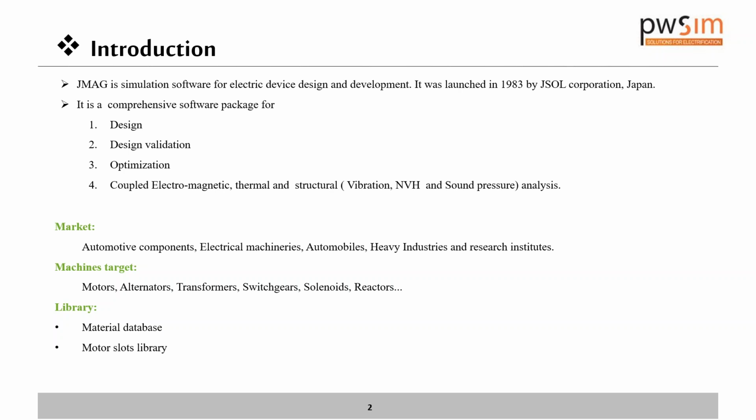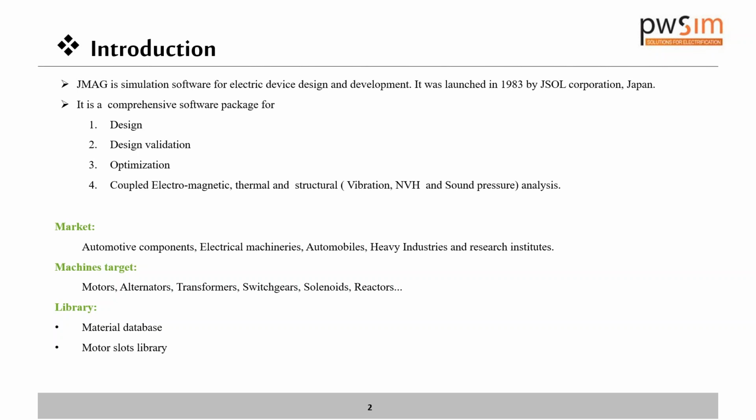And then you have the coupled electromagnetic, thermal, and structural analysis. JMAG gives you an interface to do all these three types of analysis together under one platform. The main markets that we are into currently are the automotive, electrical machineries, automobiles, and heavy industry sections. Also, we are currently working with many research institutes across India and across the globe, and we are obtaining some good results out of the research collaborations.